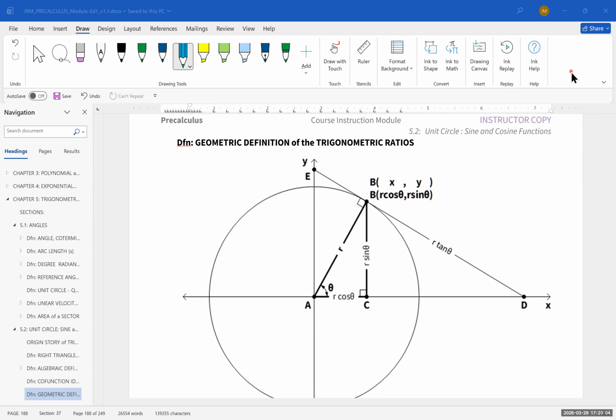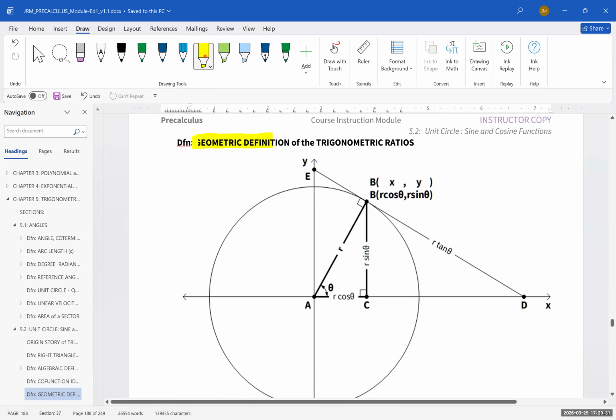Okay, previously I gave an algebraic definition of the trig functions, and I gave that algebraic definition based off some geometry, but based off of a right triangle. Okay, but let's look at the definition of these trig ratios within maybe a larger geometric definition of these trig ratios.